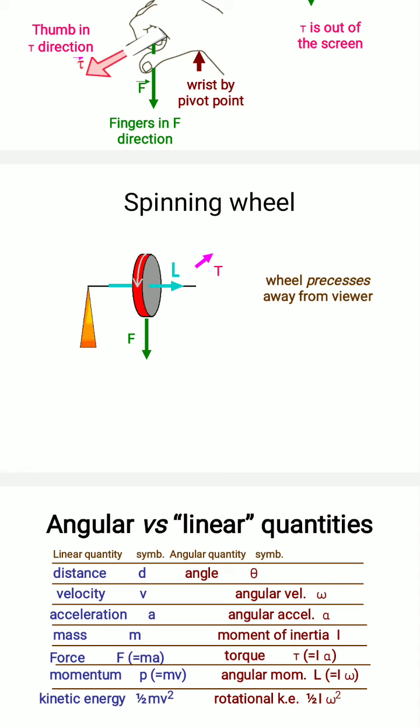So a spinning wheel also follows the same rule. Force will be in the rotating direction, towards the down, and L will be perpendicular to it, and rotational motion is always in the rotation direction.